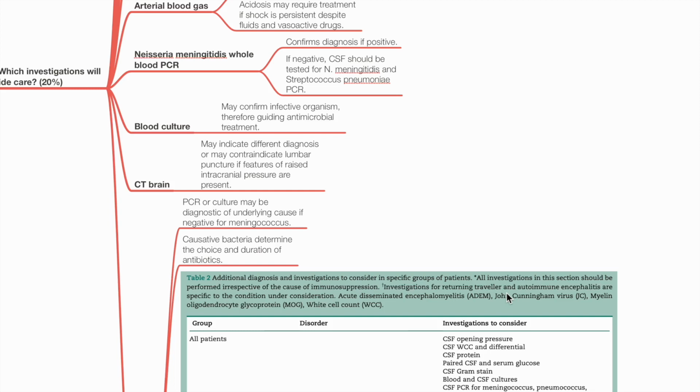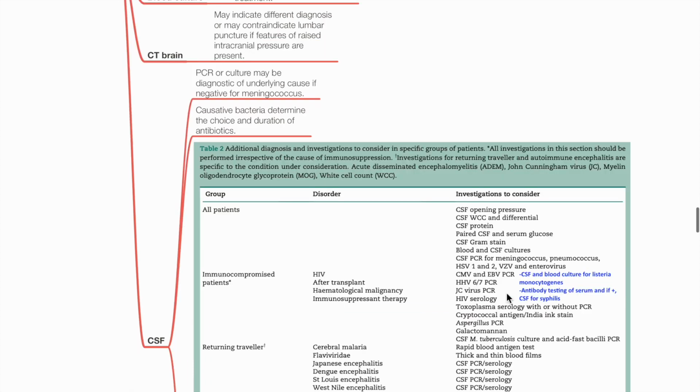CT brain may indicate different diagnosis or may contraindicate lumbar puncture if features of raised ICP are present. CSF studies, PCR or culture may be diagnostic of underlying cause if negative for meningococcus. Causative bacteria determine the choice and duration of antibiotics.